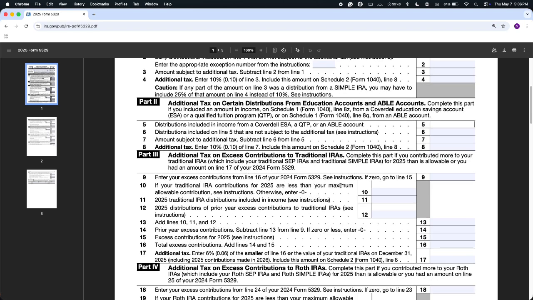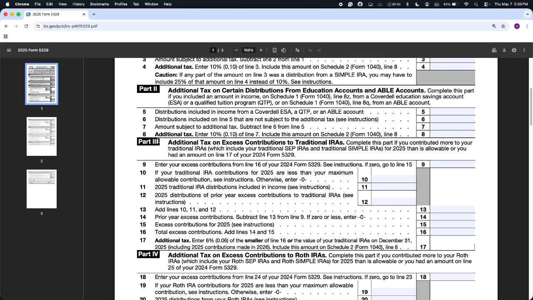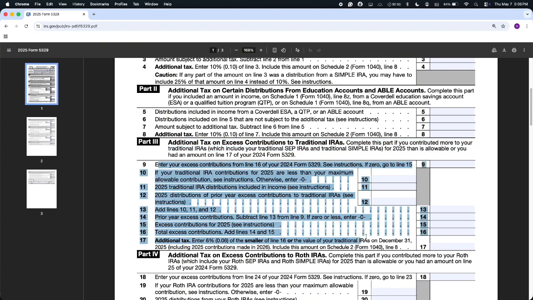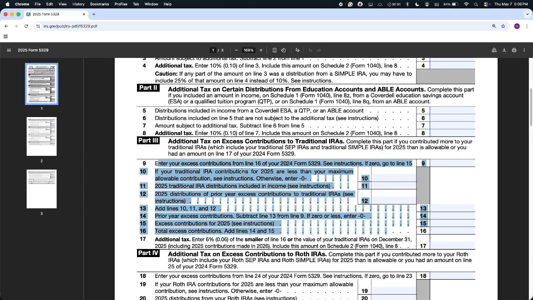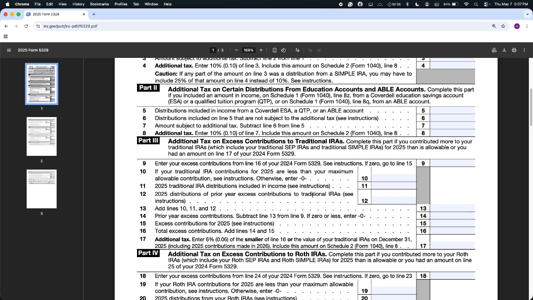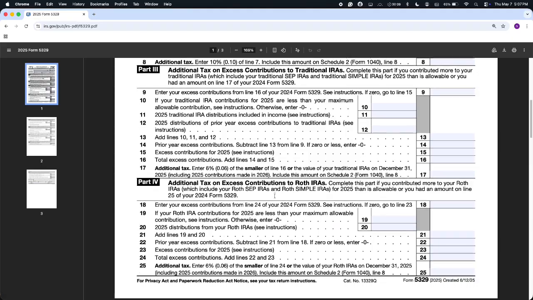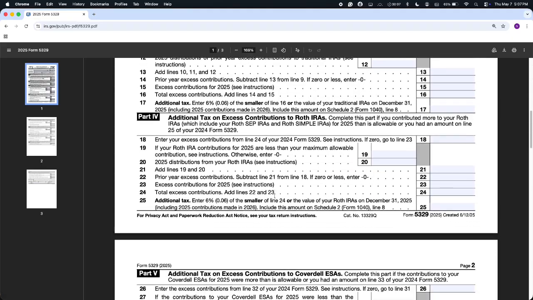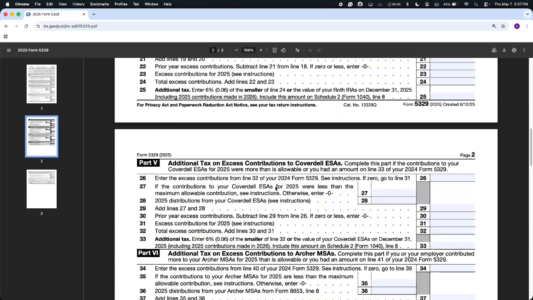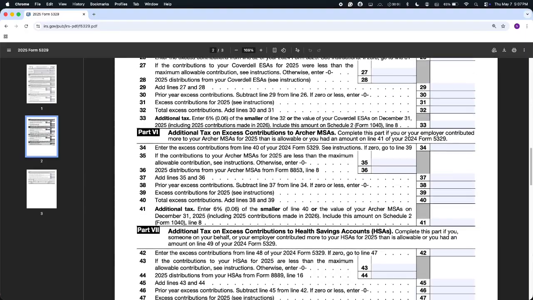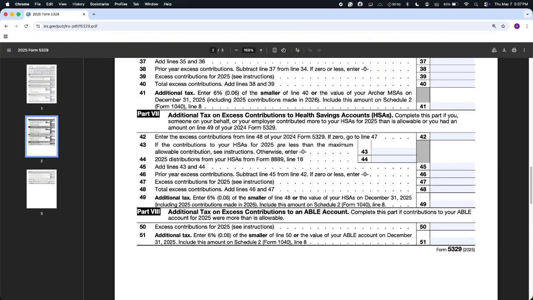The next sections are for excess contributions. There are separate parts for traditional IRAs, Roth IRAs, Coverdell ESAs, Archer MSAs, HSAs, and ABLE accounts. Only complete the part that matches your account. In each section, you usually enter prior year excess amounts, current year excess contributions, distributions, and then calculate the 6% additional tax if it applies.